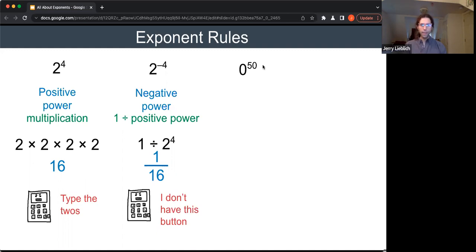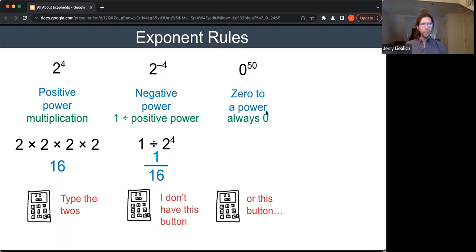We have 0 to a power. Calculator also can't help us here. Keep in mind that 0 to any power is always 0. Because all we're doing is just multiplying 0 times itself 50 times, still going to be 0. So nice thing to remember.